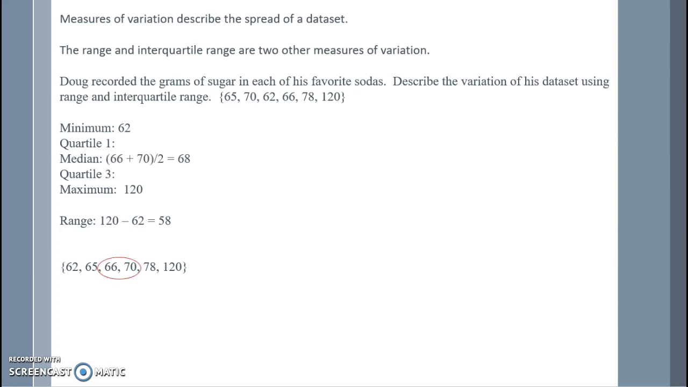The median is the middle numbers, so I look at 66 and 70 and need to divide by 2 to find their average for the median to be 68. The first quartile is looking at the first half of the data and finding the median of the first half, which we can see is 65. Quartile 3 is the second half of the data, finding the median of that, which is 78. Finding the interquartile range, taking 78 minus 65 to get 13.